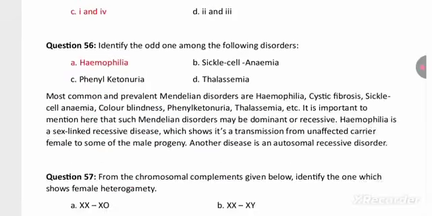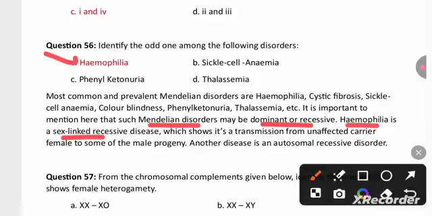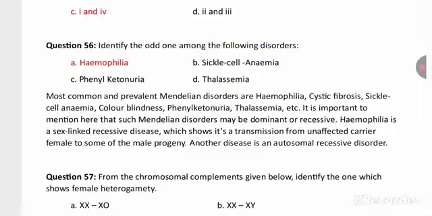Identify the odd one of the following disorders. So hemophilia is the odd one, because the most common Mendelian disorders are hemophilia, cystic fibrosis, sickle cell anemia, color blindness, phenylketonuria, thalassemia. It is important to mention that such Mendelian disorders may be dominant or recessive, but hemophilia is a sex-linked disorder, whereas the remaining three are not sex-linked. So hemophilia is the odd one out in that case.